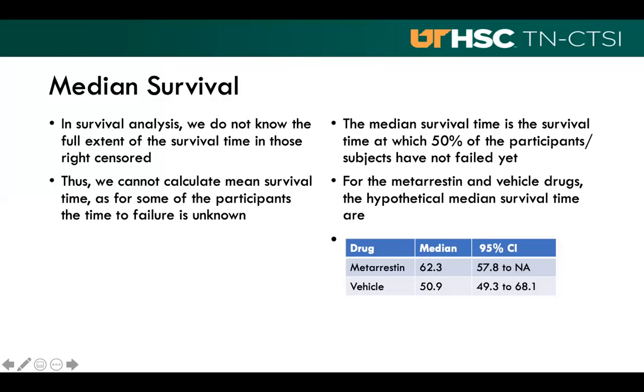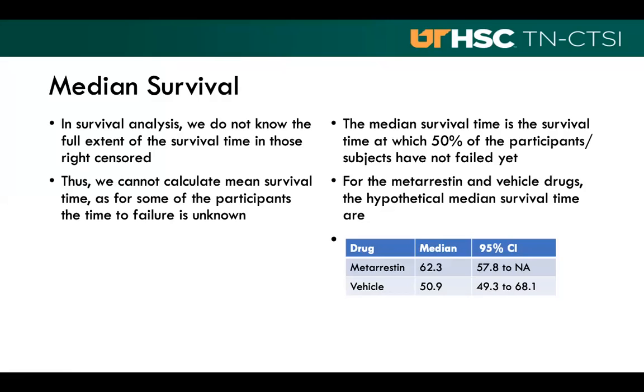The median survival time is the survival time at which 50% of the participants or subjects under study have not failed yet. So it's not the middle time point when we arrange the survival times from the lowest to the highest, like with other kinds of data. The median survival time is actually the time at which 50% of the participants survive or have not failed yet.